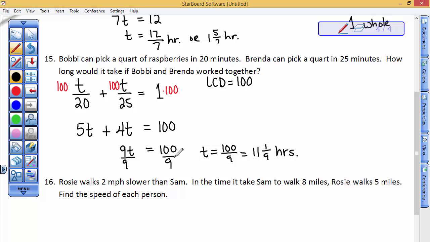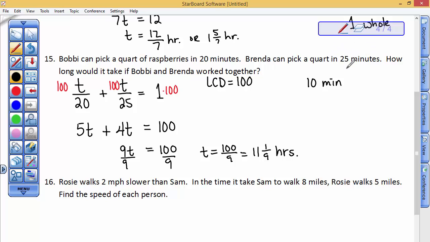Could I just talk to you about this answer and go back to Bobby, who can do this project in 20 minutes? So what if you didn't use Brenda, but you used a clone of Bobby, who could do it in 20 minutes? So if they're working together, couldn't they do that in 10 minutes? Wouldn't that be the time for 2 people that worked at 20 minutes each?